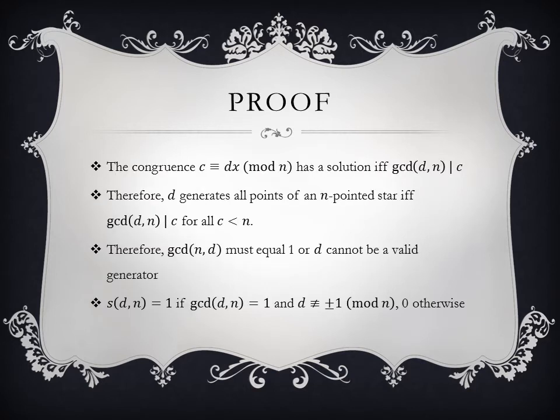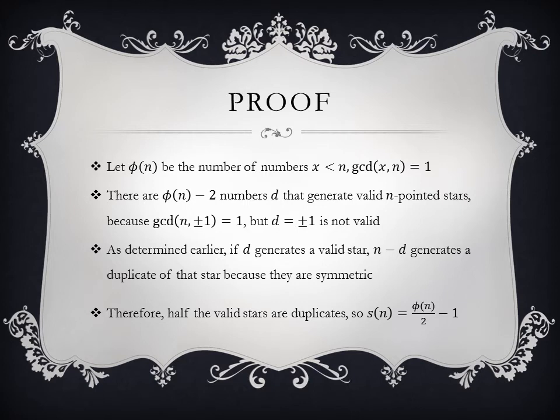This congruence has a solution if and only if c is divisible by the greatest common divisor of d and n. And since 1 is a possible value for c, the greatest common divisor of d and n must be 1. So, this means that d and n must be relatively prime in order for the drawing to reach every point on the circle. Also, as we discovered earlier, d can't be congruent to plus or minus 1 or it would generate a regular n-gon, not a star.